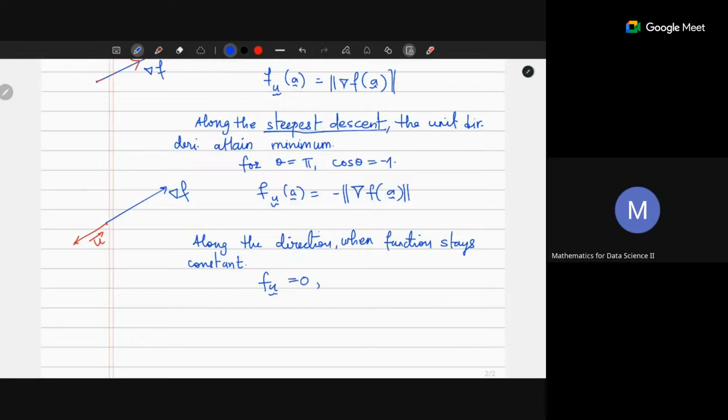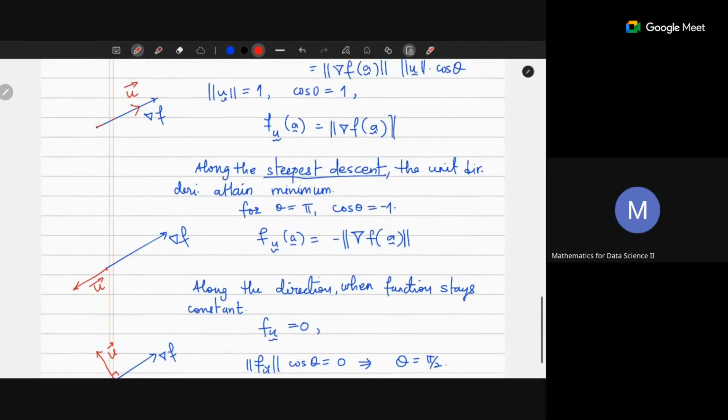Okay. So what would be the cos theta? So it is norm of the gradient times cos theta. So this would imply that theta has to be pi by 2. So that means the direction has to be perpendicular to the gradient, like this.